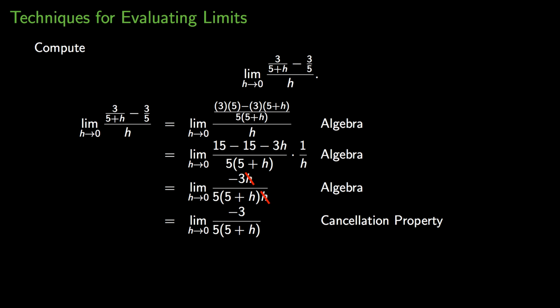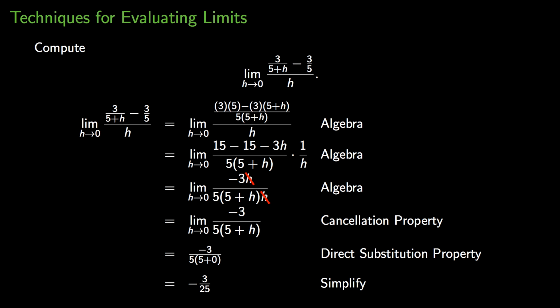So now, when I attempt to do the direct substitution property, when I substitute 0 for h, I actually get a real number. And so that's what the limit is going to be equal to. This is the moment, from here to here. This is when the limit actually gets done. You substitute 0 for h, and you get negative 3 over 25.